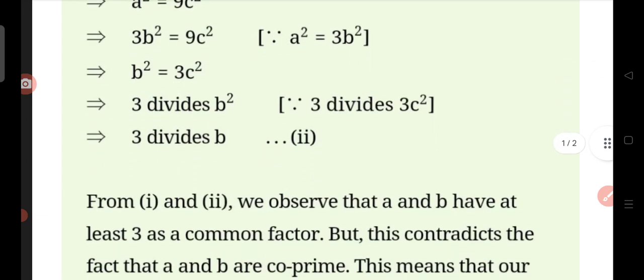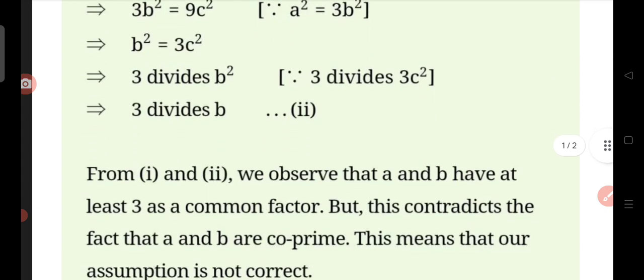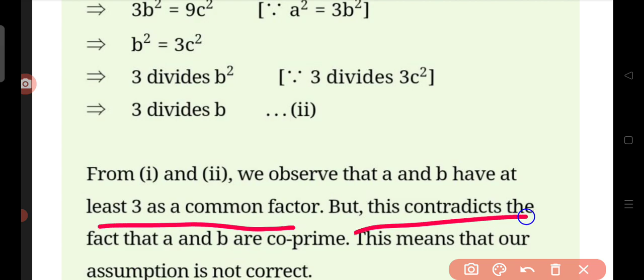Then according to equations 1 and 2, we observe that a and b have at least 3 as a common factor. Why? Because here we can see 3 divides b and 3 divides a also. So a and b were co-primes, but this is a contradiction, because we observe that a and b have at least 3 as a common factor. But this contradicts the fact that a and b are co-primes.